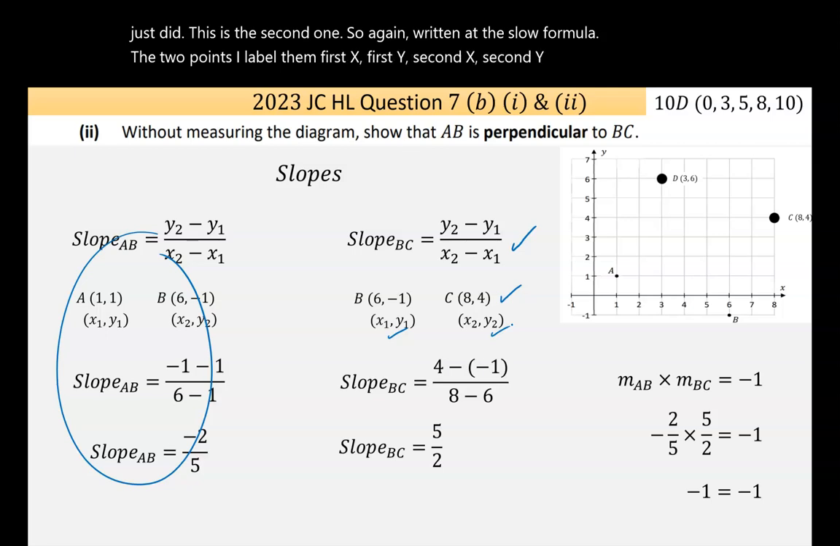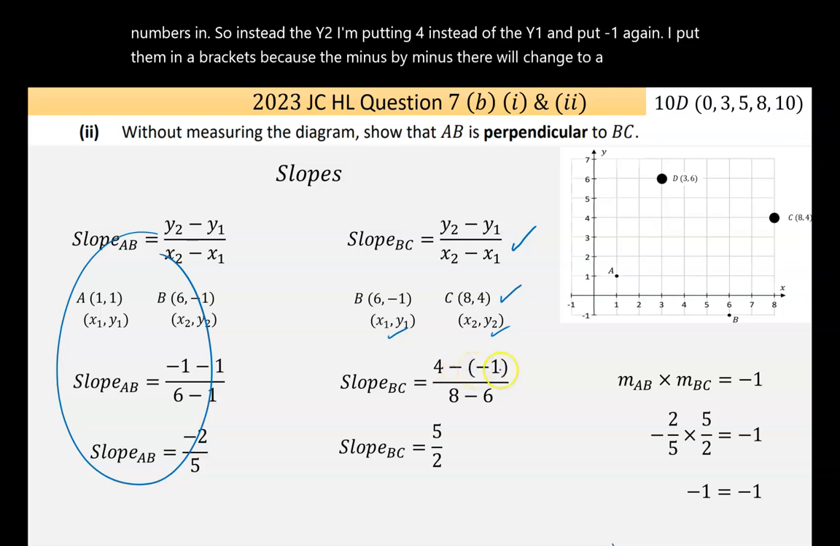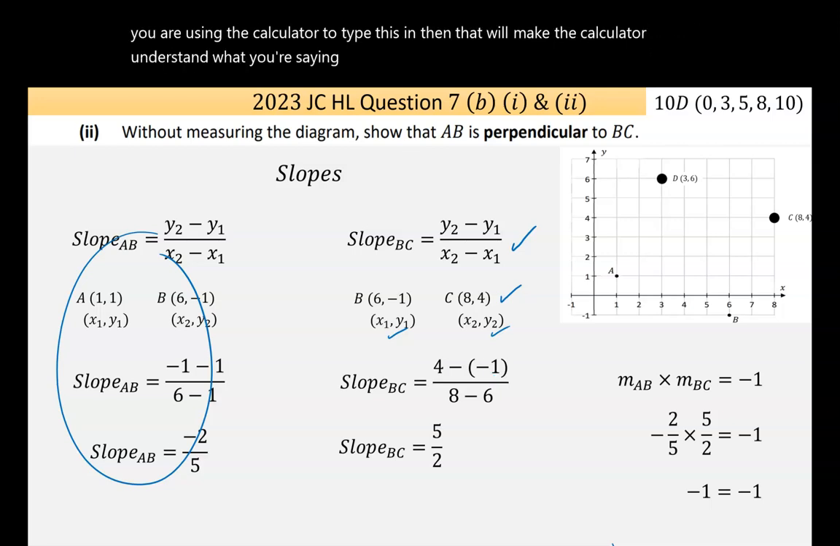And then substitute the numbers in. So instead of the y2, I'm putting 4. Instead of the y1, I'm putting -1. Again, I'm putting that in brackets because the minus by a minus there will change to a plus. And if you are using the calculator to type this in, then that will make the calculator understand what you're saying. Okay. And then the x2 value is 8.